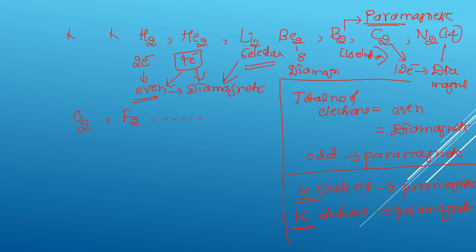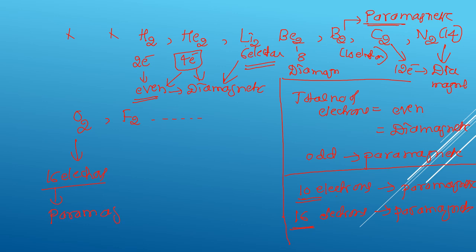Therefore, if the number of electrons is even, the molecule is diamagnetic. See, in this case, oxygen: the atomic number of oxygen is 8. Therefore, in the oxygen molecule there are 16 electrons. So the number is even, but the oxygen molecule is not diamagnetic. Even though it is an even number, it is paramagnetic.